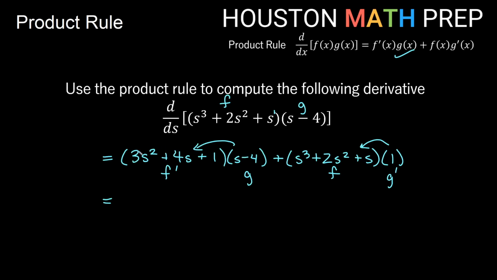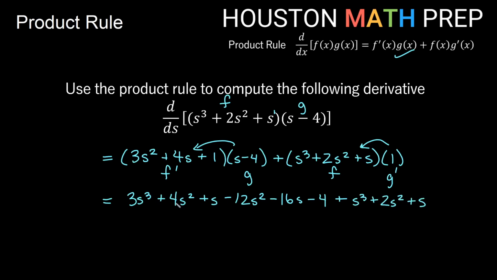So distributing s there would give us 3s cubed plus 4s squared plus s, so I've distributed s. Now distribute negative 4, that would give us minus 12s squared minus 16s minus 4. Distributing 1 isn't really going to change any of that, right? So we'll just get plus s cubed plus 2s squared plus s.